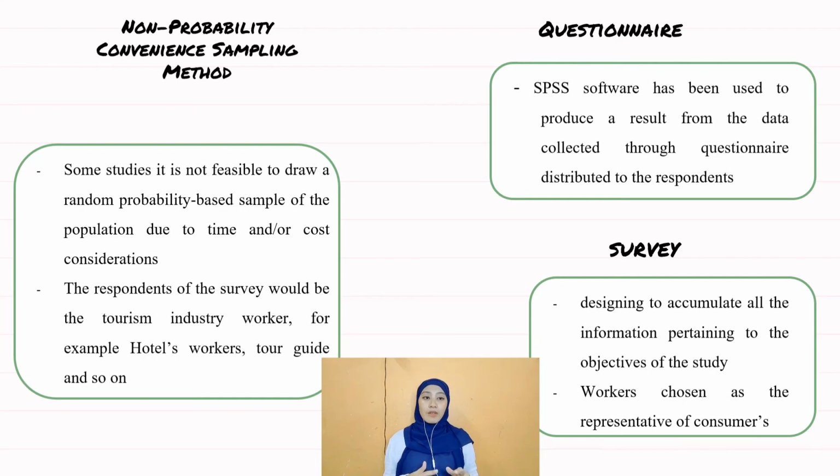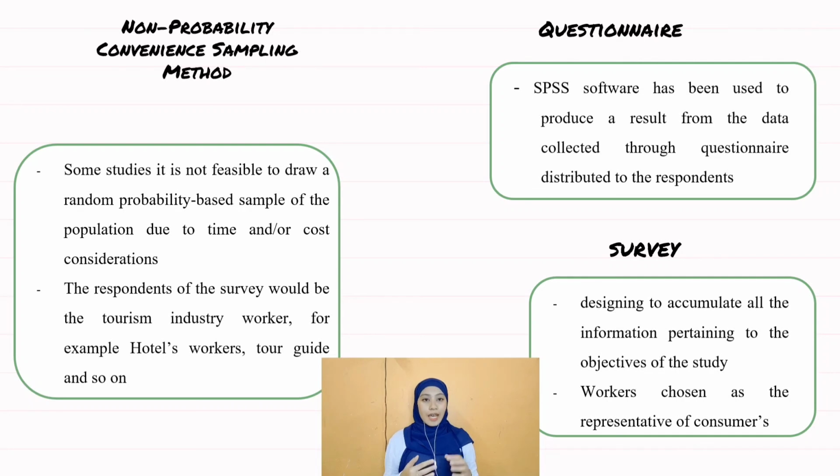The respondents of the survey will be the tourism workers, for example, hotel workers, tour guides, and so on. Lastly, for data sources, we are using a survey and questionnaire for our respondents. For the questionnaire, in the research question and research objective, a Likert scale is applied to know the degree of negative impact on the tourism industry in terms of economy during the pandemic season in Malaysia.